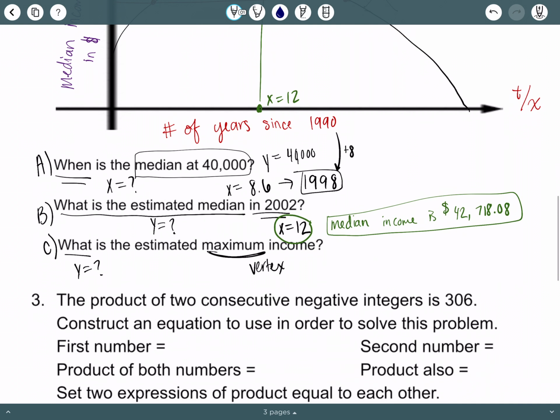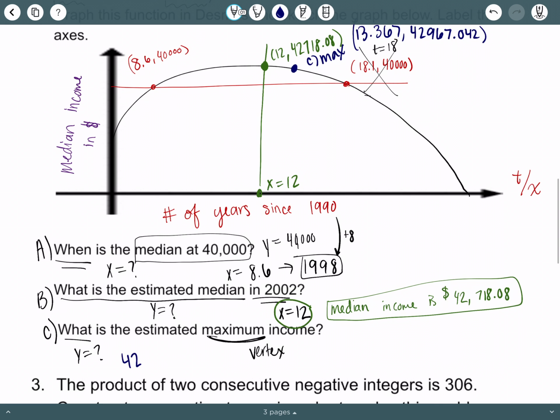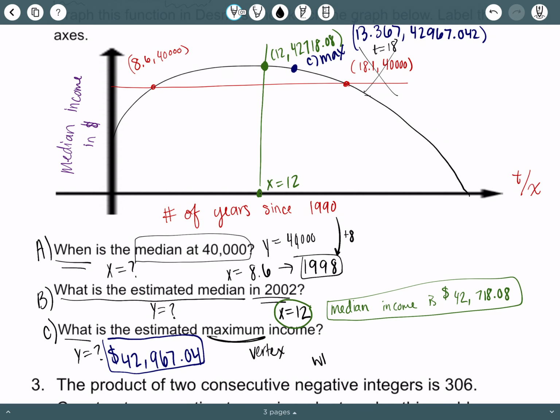So the estimated maximum income would be $42,967.04, because that's the highest point it achieves. And if it were to ask when did we reach that maximum, the answer would be when x equals 13.3, which correlates to the year 2003, because that is 13 years after 1990.